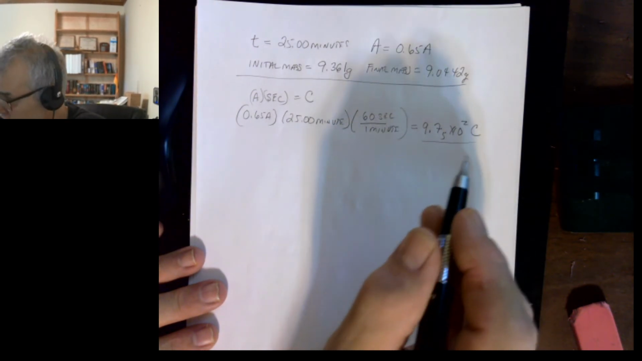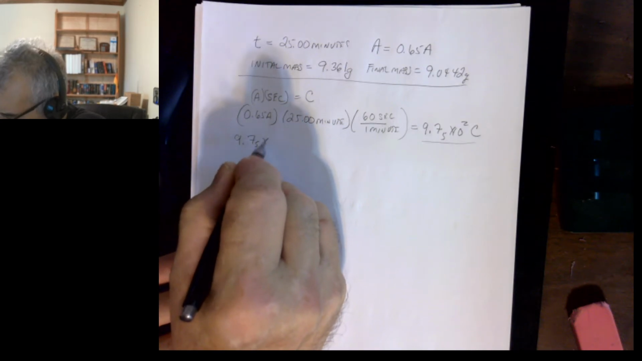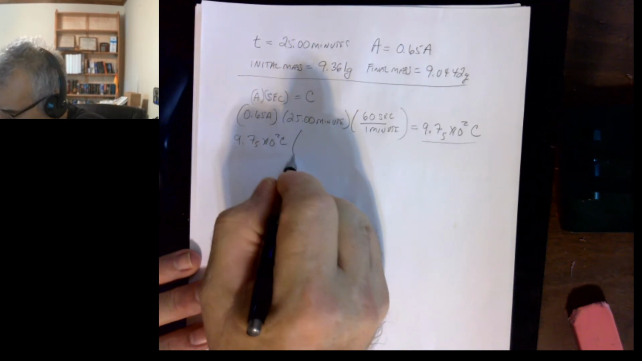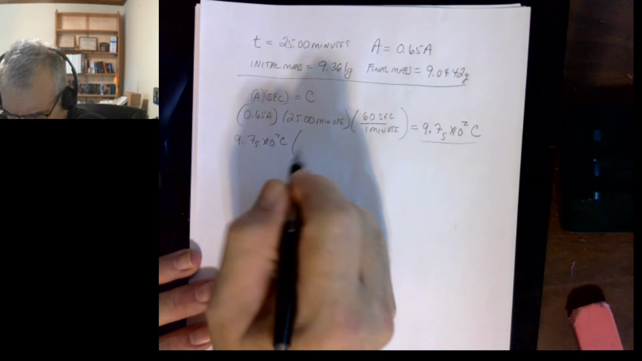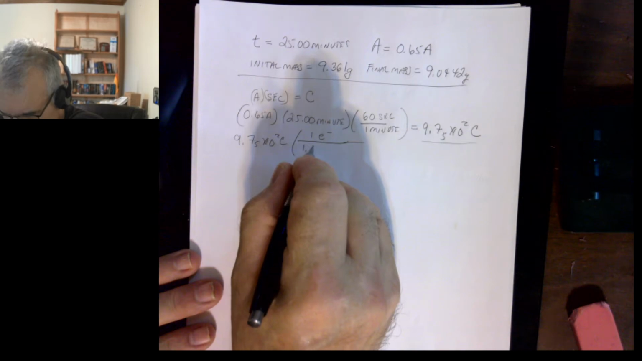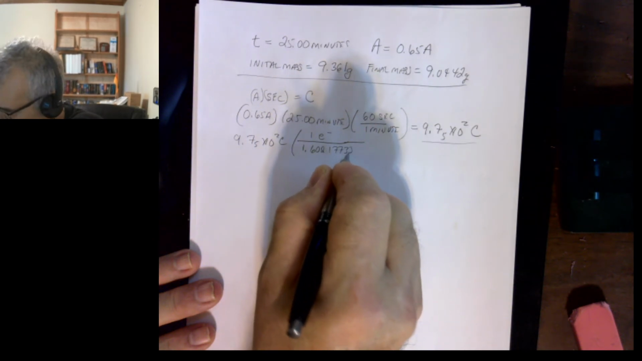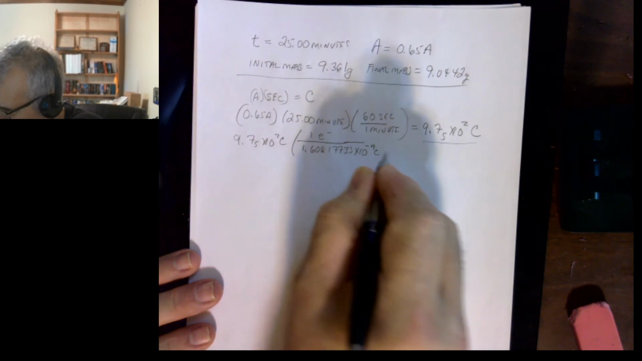All right, we got a number of coulombs. Coulombs are the number of charges that flow past a point. We want to know the number of electrons. And each electron has a certain charge on it. Therefore, let's figure out how many electrons there were based on how much charge there was. So we have 9.75 times 10 to the 2 coulombs. And we know that 1 electron has 1.6021773 times 10 to the negative 19 coulombs on it.